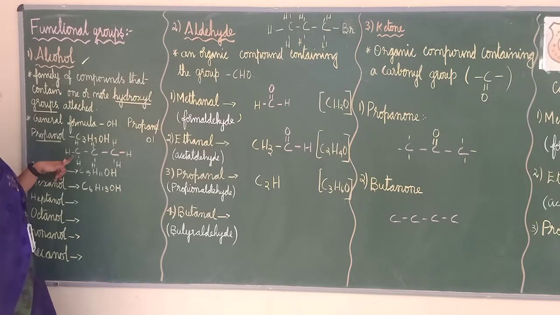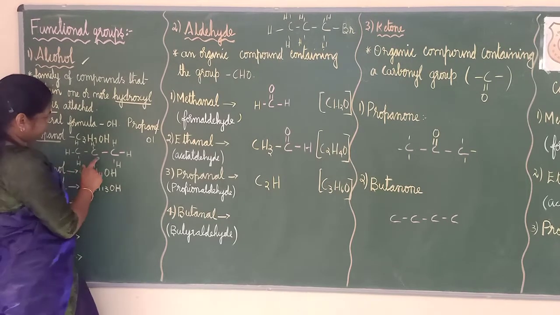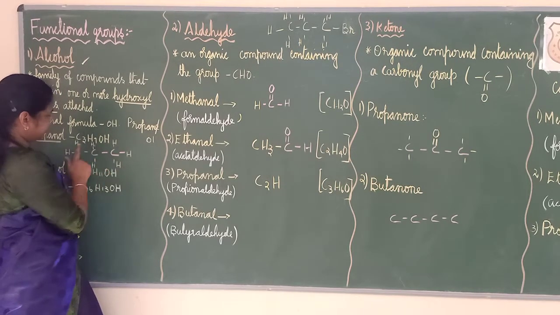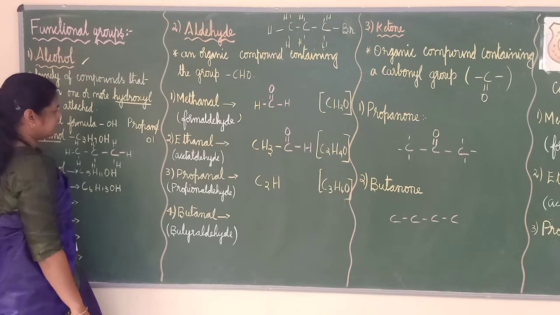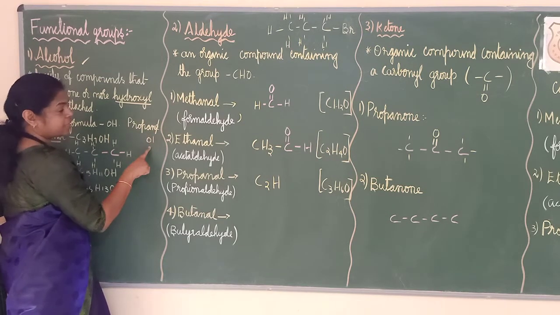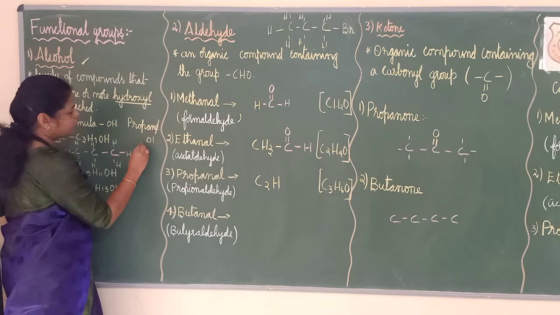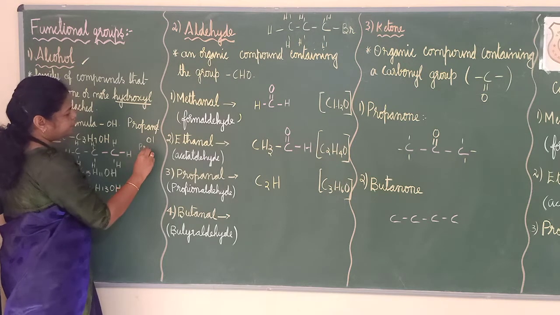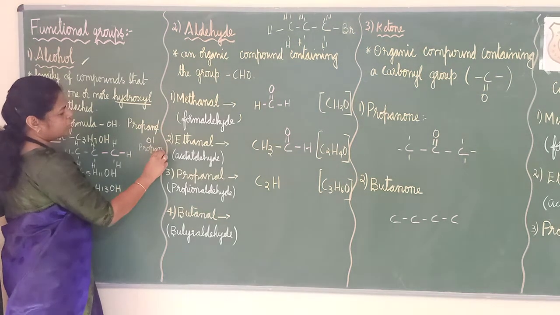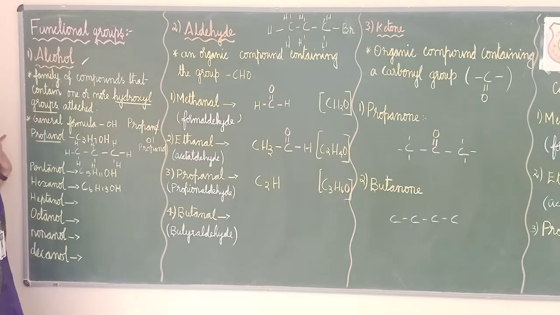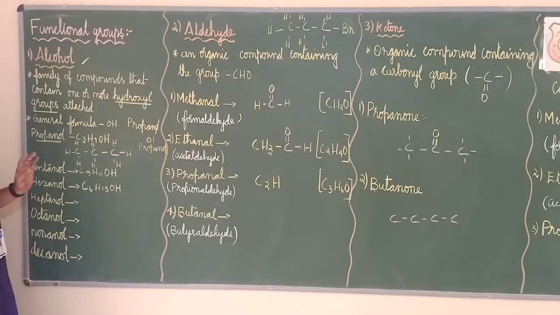Propane has 3 carbons, 1, 2, 3, and I have put hydrogen in all the other places. So here the 'e' can be dropped and 'ol' should be added. So how will you write? Propanol, N-O-L. Got the name now? This is how we should get the naming.